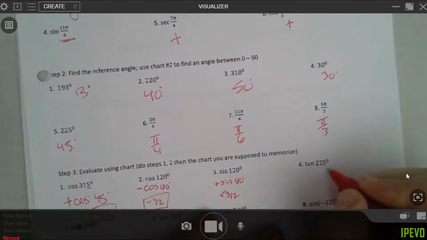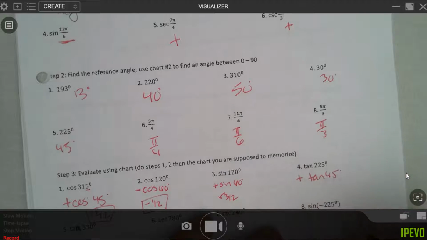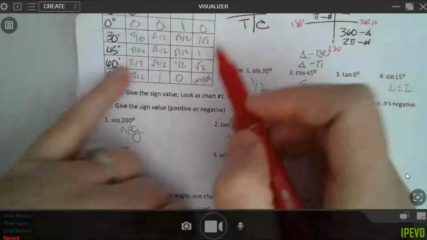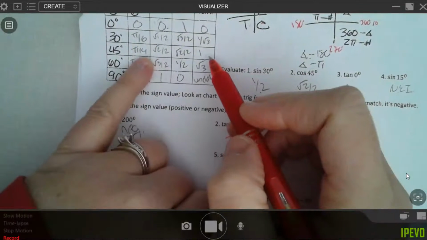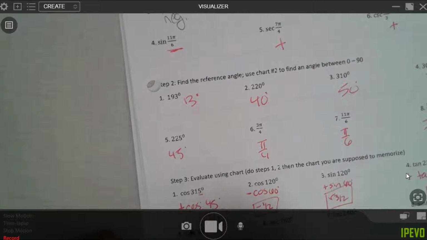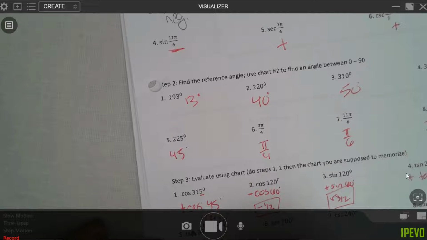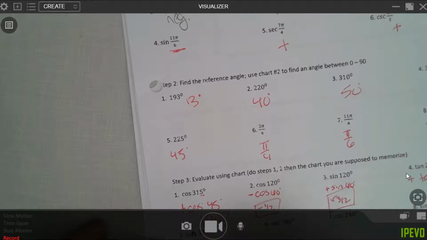So tangent 225, that's positive. And it's tangent 45. Remember, ends in a 5, it has to be 45. Tangent of 45, it's 1 because these two are the same answer. So when you divide them, you get the same thing out. So tangent of 330 would be a negative tangent of 30 degrees. So that's negative 1 over radical 3.